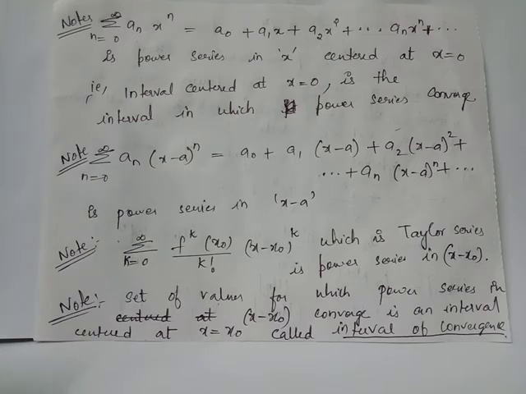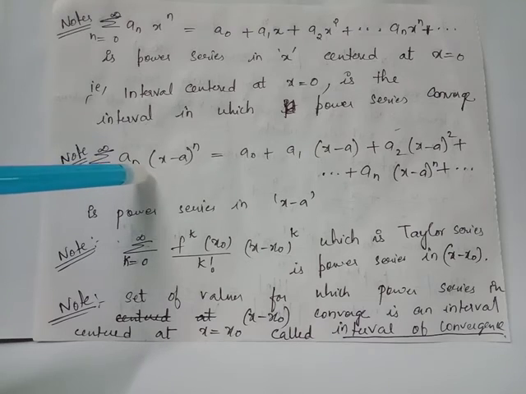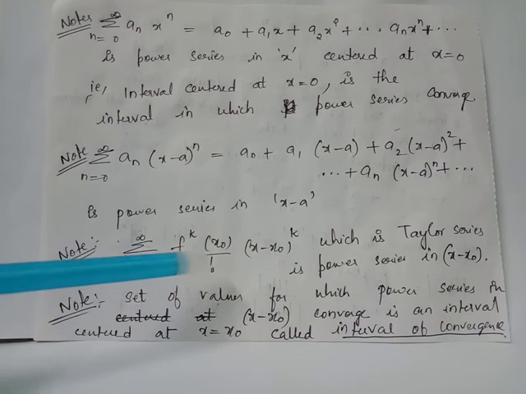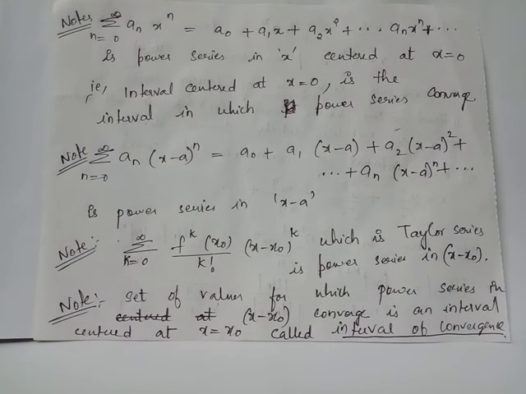Notice that when you consider a power series in x, the interval of convergence of this kind of power series will be an interval centered at x equals 0. For a power series in x minus a, the interval of convergence will be an interval centered at x equals a. Similarly, for a power series in x minus x0, the interval of convergence, which is the set of all values for which the power series converges, will be an interval centered at x equals x0.